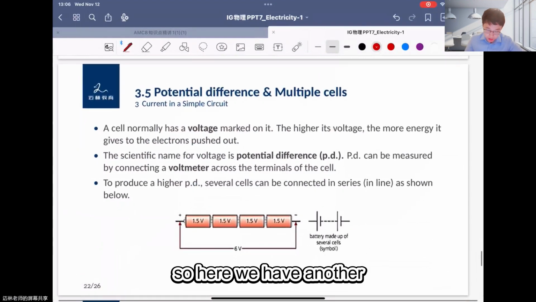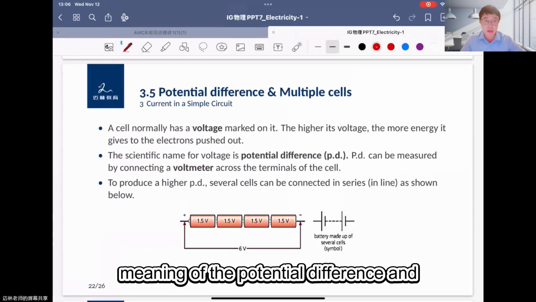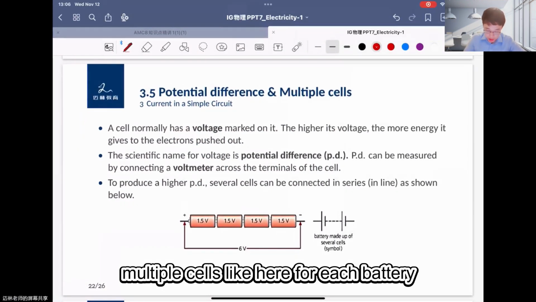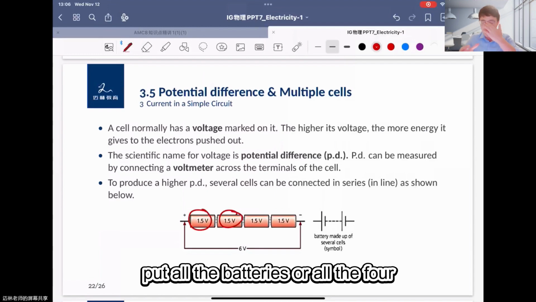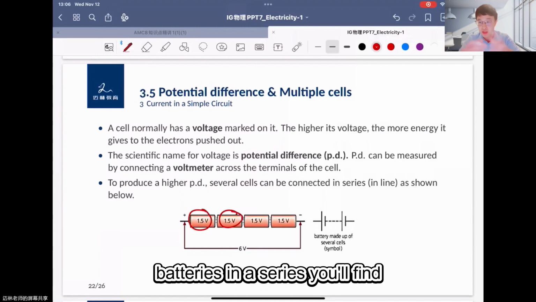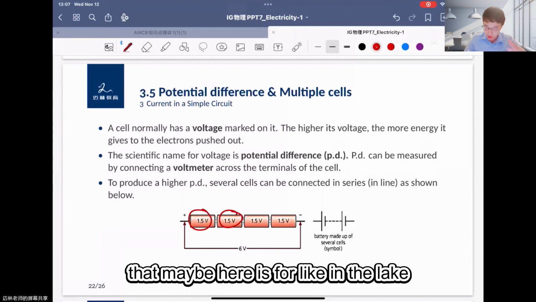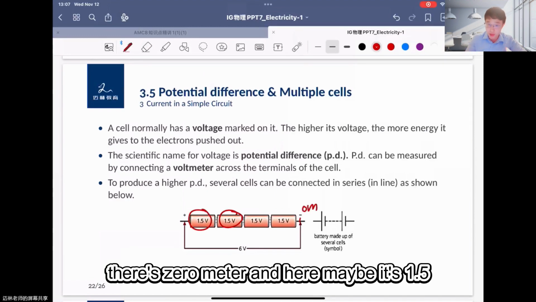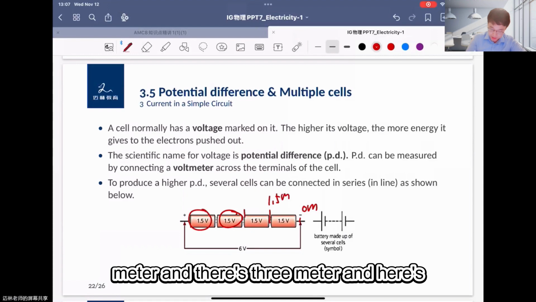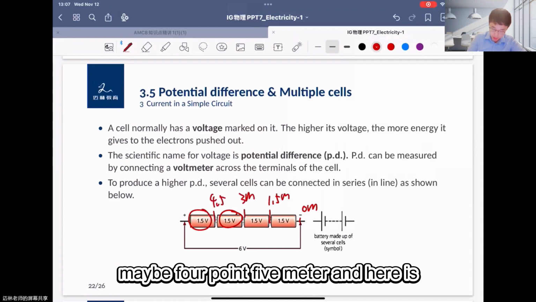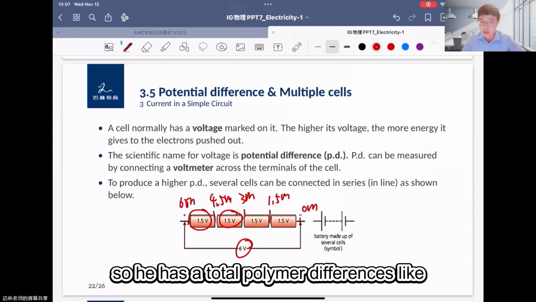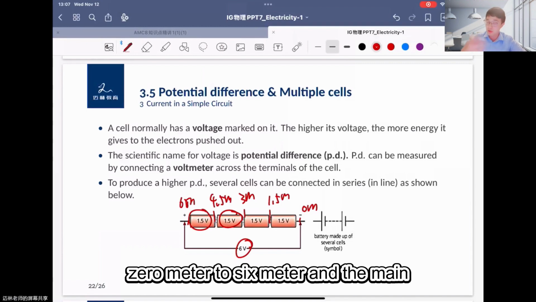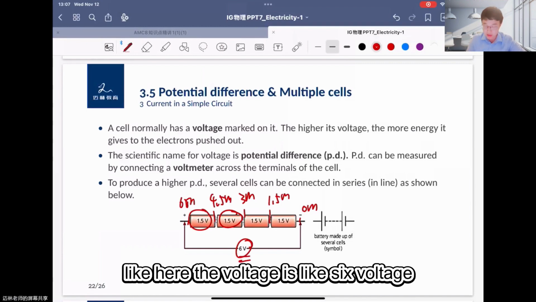Here we have another, more advanced meaning of potential difference, with multiple cells. For each battery, the potential difference is 1.5 volts. If you put all 4 batteries in series, then like in the lake, here is 0 meter, here maybe 1.5 meter, here 3 meter, here 4.5 meter, and here 6 meter. So the total potential difference is from 0 meter to 6 meter, a height difference of 6 meter, so the voltage is 6 volts, okay?